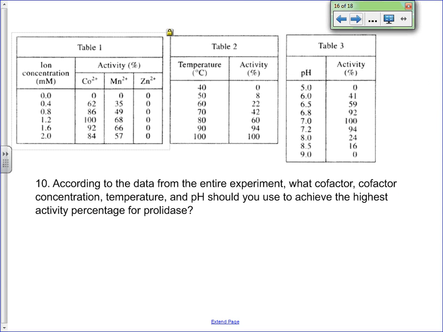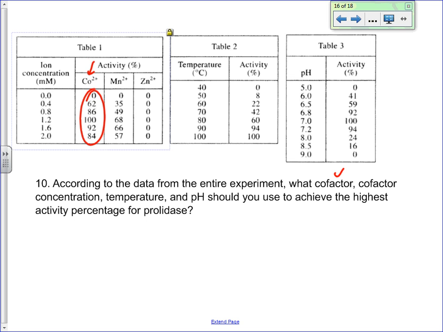All right, last but certainly not least, according to the entire experiment, what cofactor concentration, temperature, and pH should you use to achieve the highest activity percentage for proteins? So we're looking to max out every single value to make it as big as possible. Let's start off at the beginning with the cofactor. Which cofactor did we find is the best? Cobalt. All right, these numbers are higher than any other numbers, so we want cobalt.